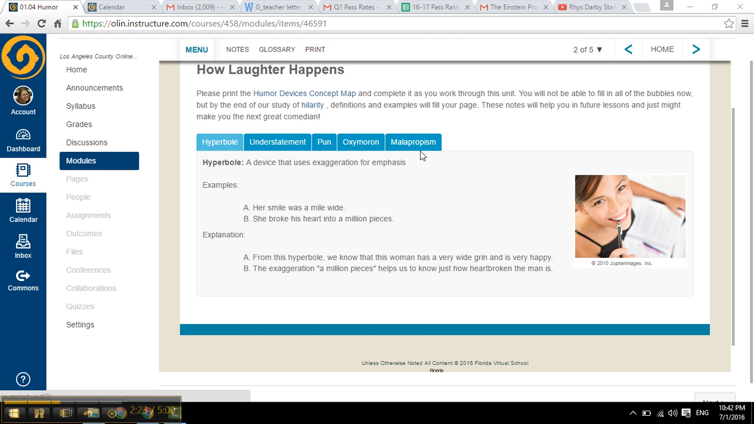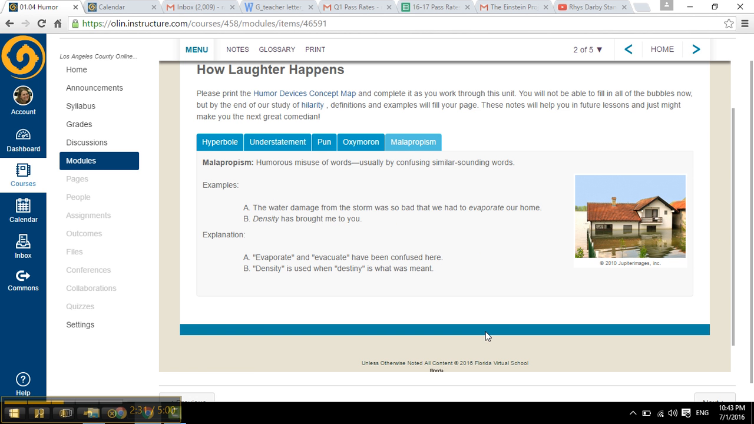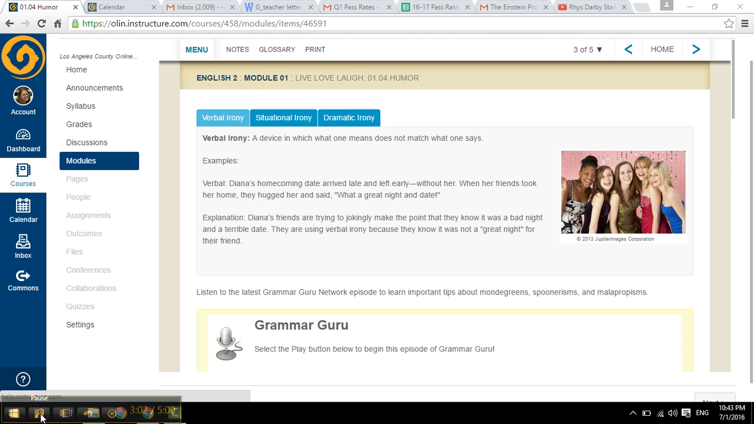So you need to go through each of these. Most of these I think are going to be pretty familiar to you. Hyperbole, even if you don't know what it's called or not exactly sure, I think it's going to be a little bit familiar. Malapropism, maybe not as much, but you will recognize that it's the humorous misuse of words, usually by confusing similar sounding words. So for example, the water damage from a storm was so good that we had to evaporate our home. Instead of evacuate, evaporate. See, it's like a play on words, malapropism. Okay, so read through all of these, all 5 of them. Read the definition, the example, and the explanation, but I think you're going to find that this is pretty familiar to you. And then you'll go on to page 3.